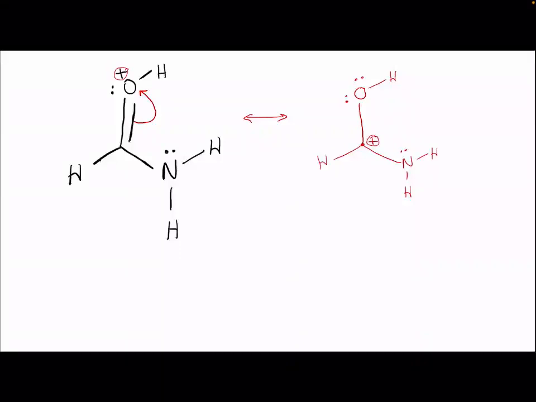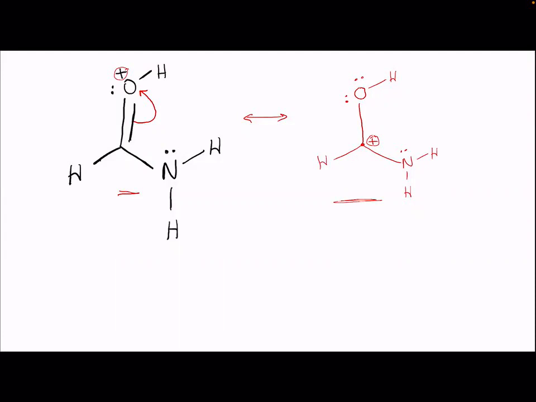Is that a better contributing structure? Is that a major contributing structure? What do you think, thinking about the rules that we've just gone through? No. What I did here is that I have fewer covalent bonds. The number of covalent bonds is actually lower than the structure that I started with. We also have a positive charge on the carbon, which again makes that carbon quite unhappy. So let's see if we can have another possible contributing structure that would be major. What else can we do?